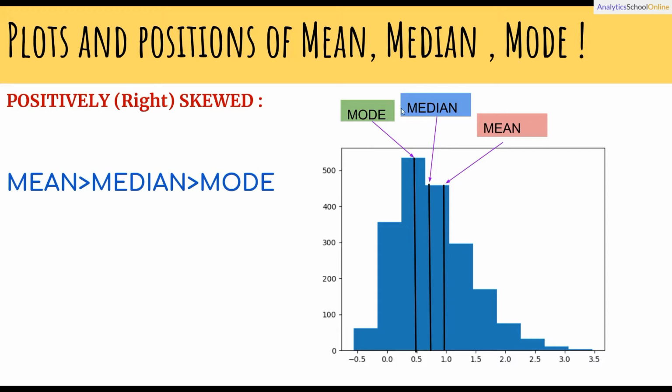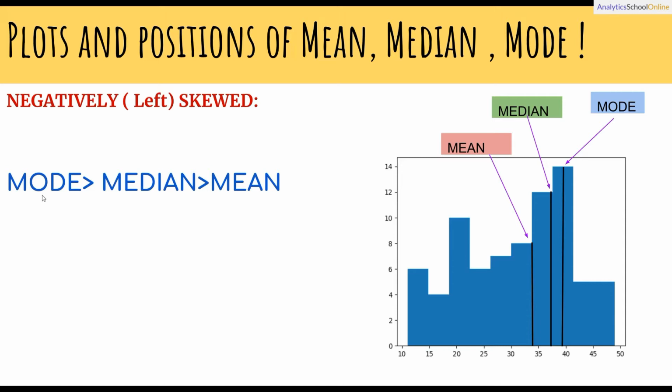So this is going to be the representation, and the inequality would be as given here. Mean would be greater than median, greater than mode, depending on the x-axis observations. Consecutively, in the negatively left skewed distribution, you can see that there is a negative tilt towards the left side of the distribution. So what happens here is that mode again shifts to the right.